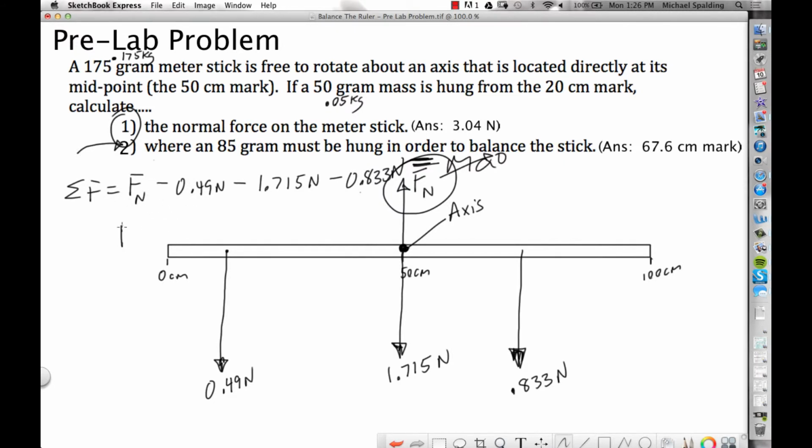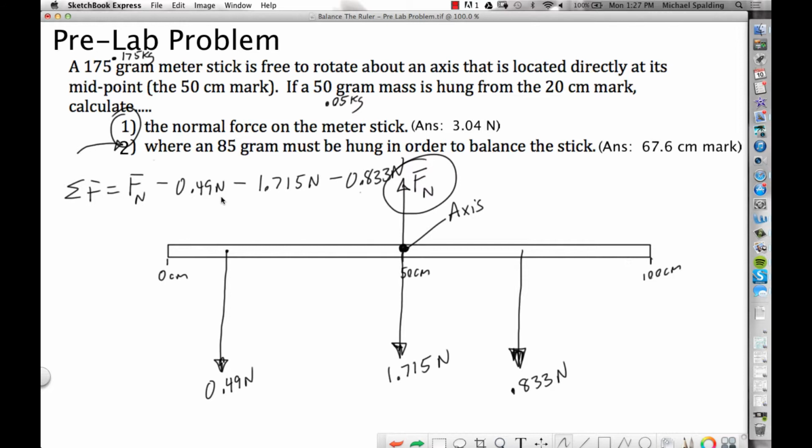So now we can solve this for the normal force. The normal force comes out as 3.04. Just sum the forces. Easy. I think I rounded it slightly. Okay.